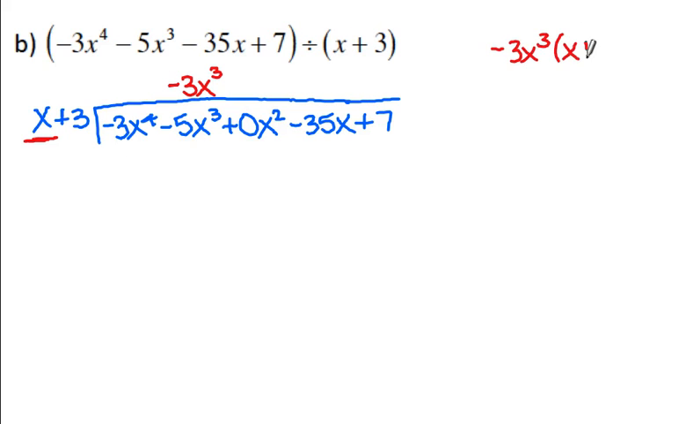Now the steps that I'm doing along the side over here are completely optional. You don't have to do it, but it's helpful for those of you that have a tendency to make little mistakes. So that gives me negative 3x to the fourth minus 9x cubed. I'm going to take both of these and write them right underneath here.